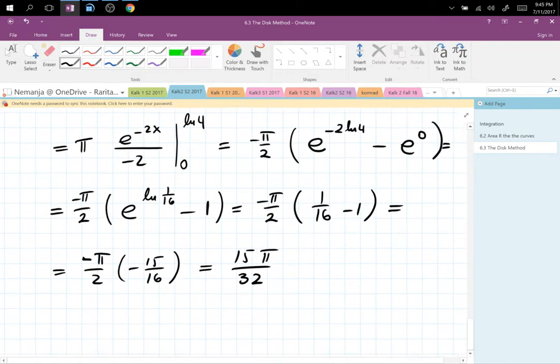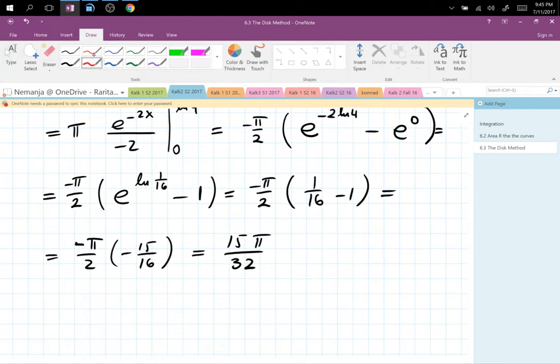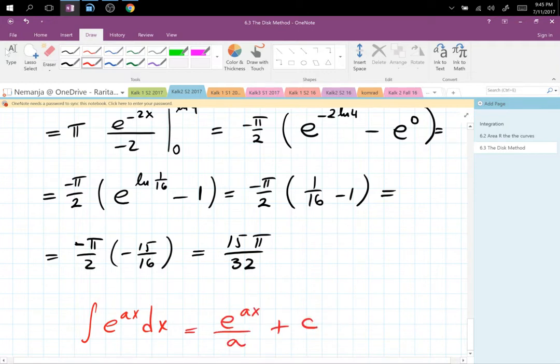The formula for e to the x integration: the integral of e to the ax dx is e to the ax over a plus c. Now that a could be negative 2, could be positive 100. It's just going to be copied in the denominator as is.